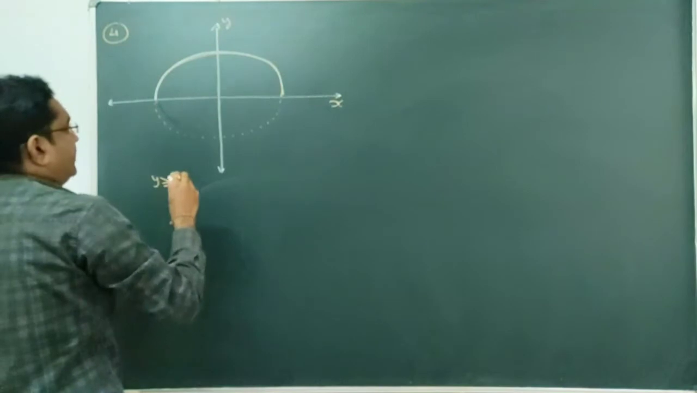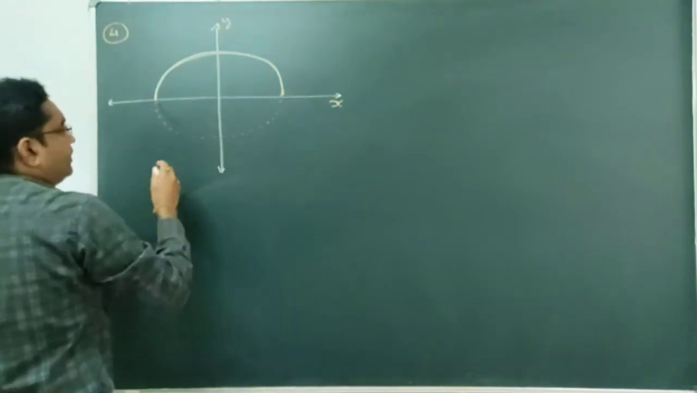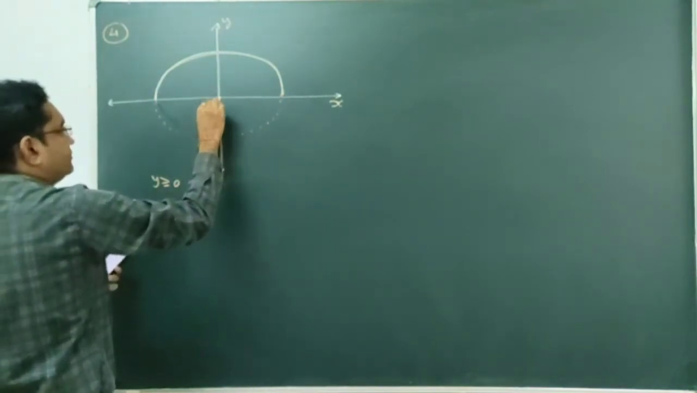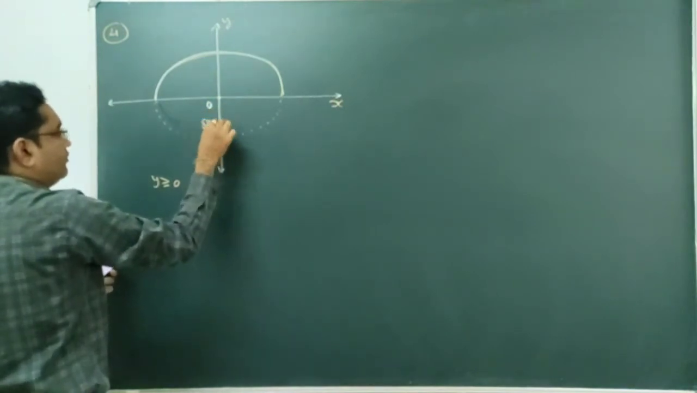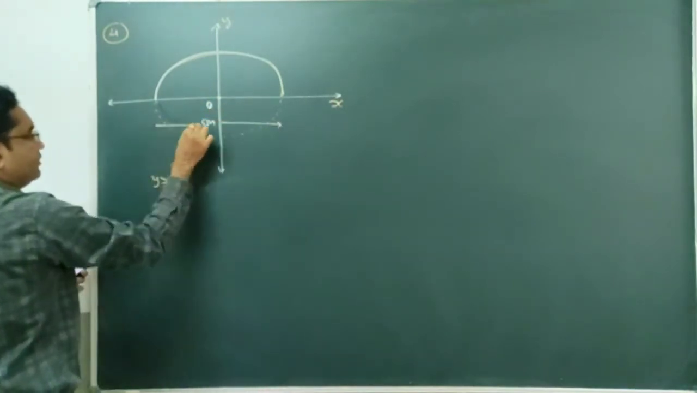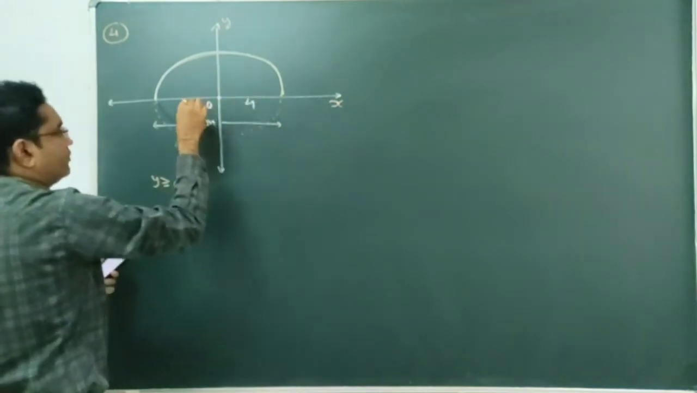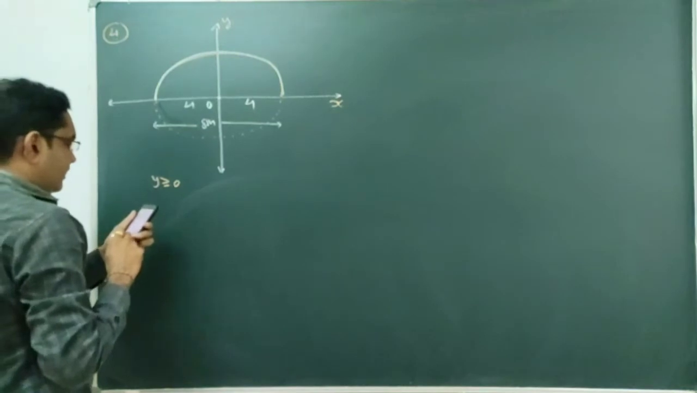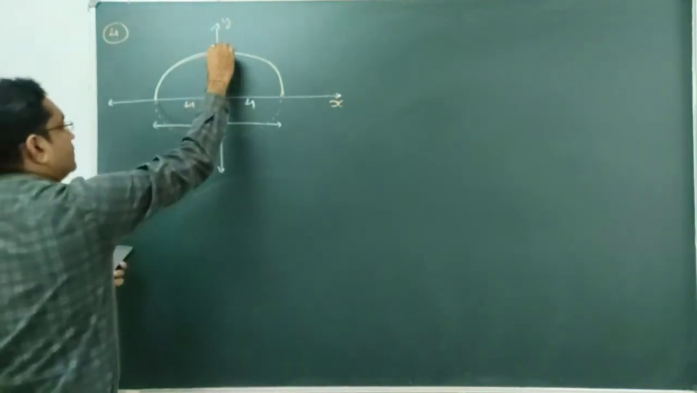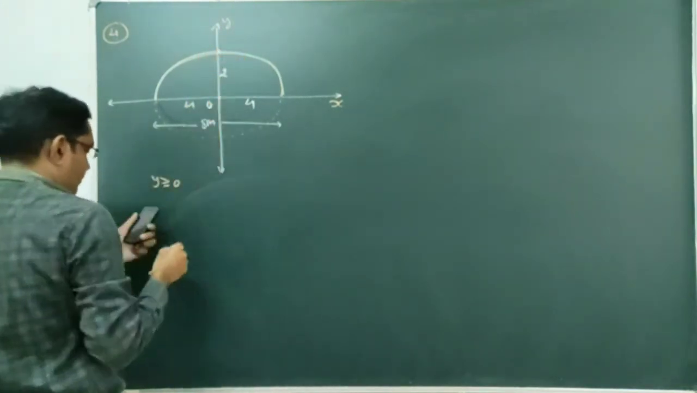Now for this arc, it is 8 meter wide. The width of this arc is 8 meter. So this is our center. Total width is 8 meter, so this will be of length 4 meter. And the height of the arc is 2 meter. This is the height of the arc, which is 2 meter.